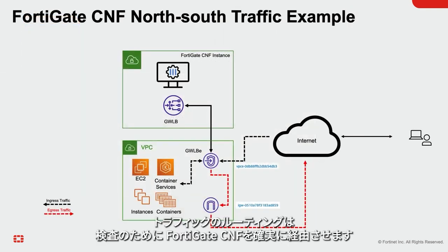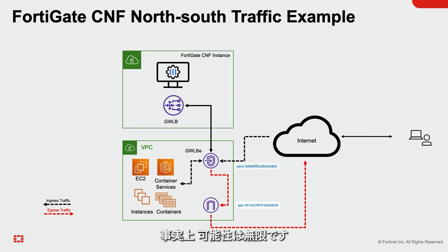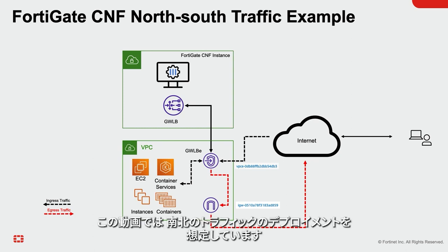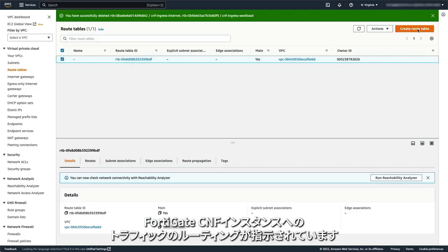Traffic must be routed correctly through FortiGate CNF instance in order to be inspected. The routing depends on your AWS workload architecture with a virtually unlimited number of possibilities. This video provides north-south traffic deployment scenario with instructions on routing traffic to the FortiGate CNF instance.